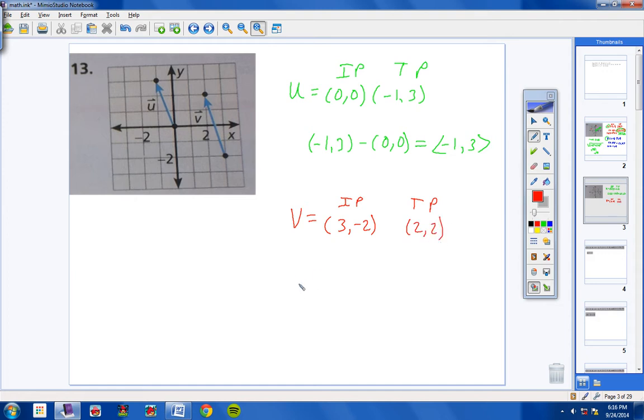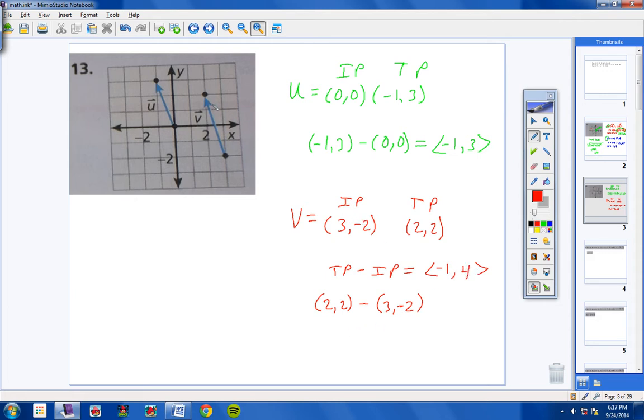All right, so let's go ahead and write this vector as an ordered pair. We're going to take terminal point minus initial point, and that will give us the vector as an ordered pair. So the terminal point would be 2, 2, minus the initial point is 3, -2. And so here we go. 2 minus 3 is -1, 2 minus -2 is 4.